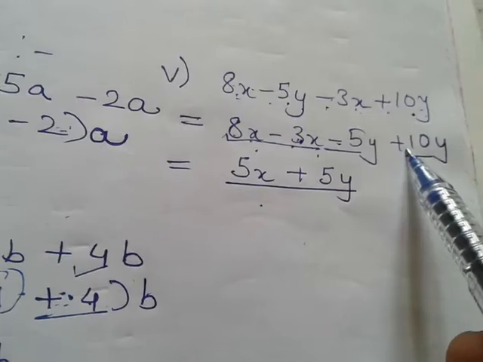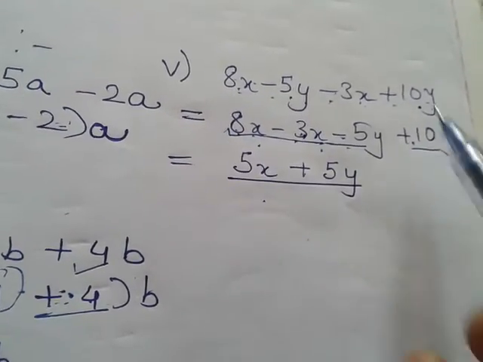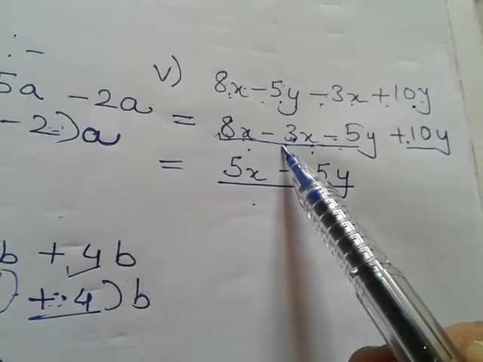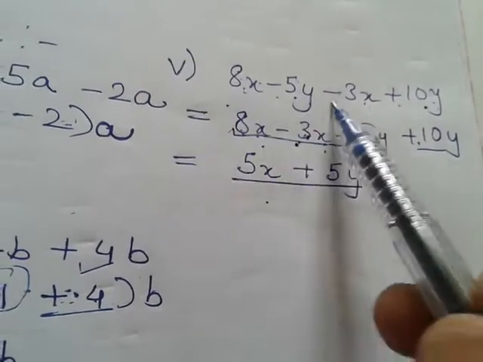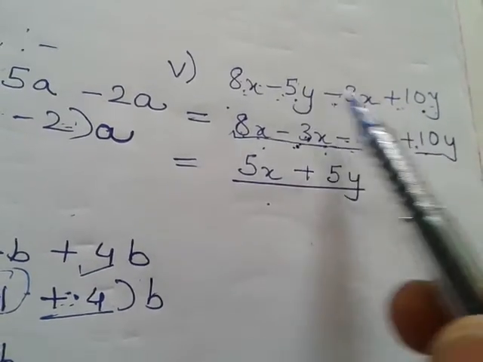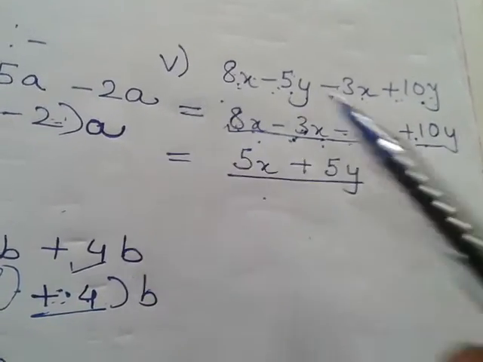plus 10y. What I have done, x one side and y one side, whatever sign they were having, you have to carry them. Don't change the sign here, otherwise your result will change. So 8x minus 3x minus 5y plus 10y. What I have done is I have written x like terms separately.